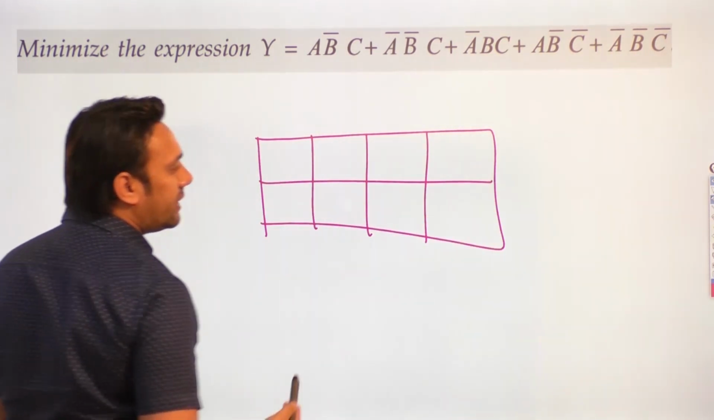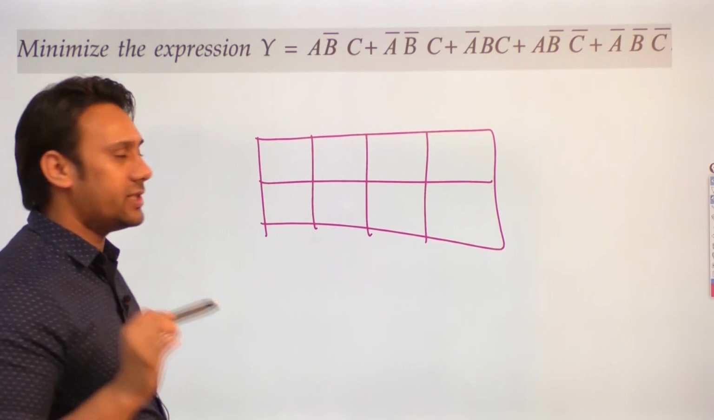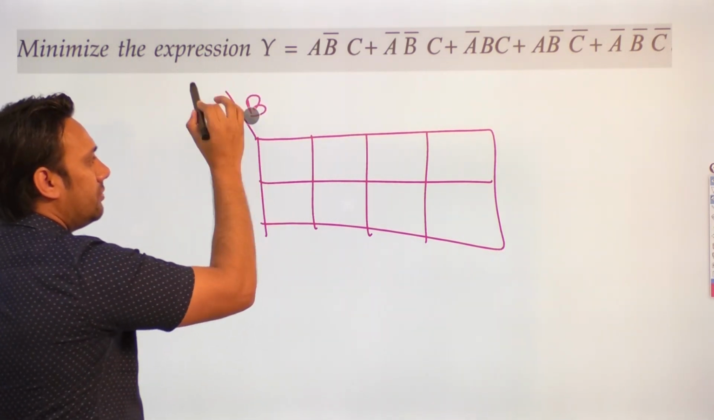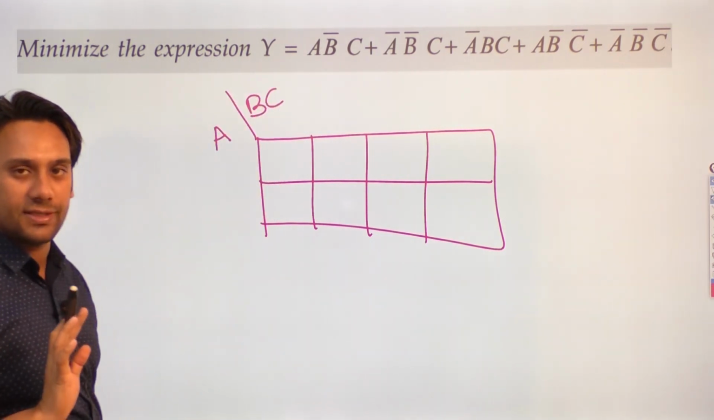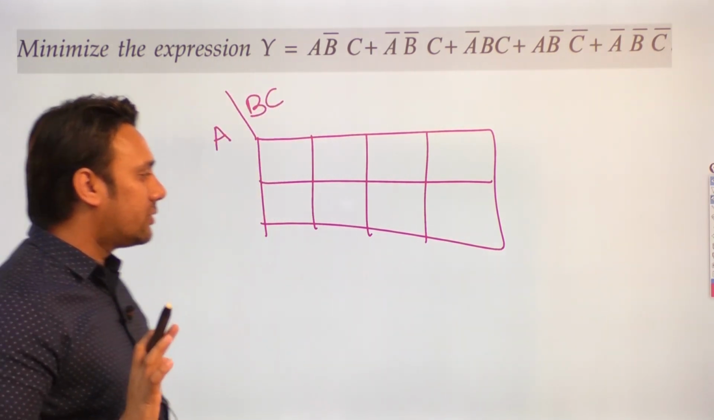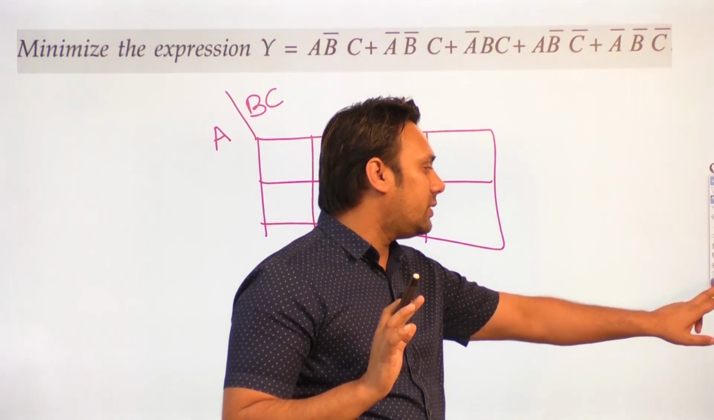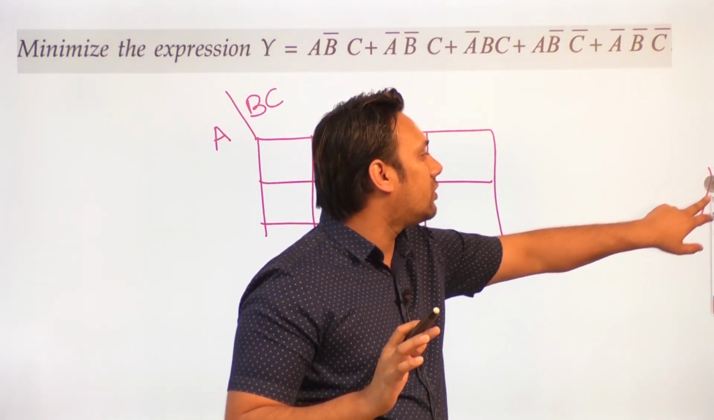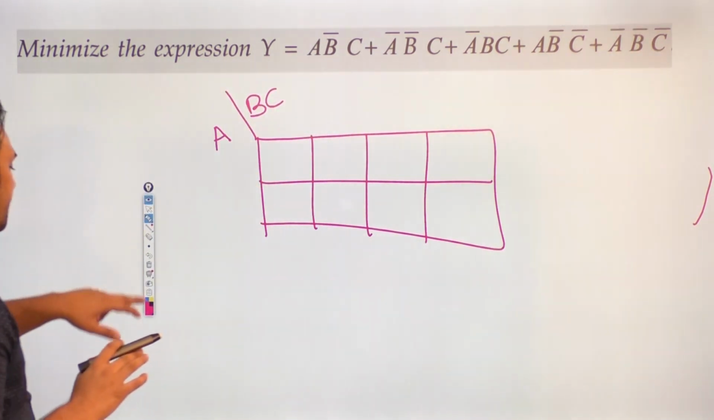Okay, so a 3 variable K-map will be having a total of 8 cells. So I'm taking a variable A here, and variables B and C here. Step by step I'm doing everything so that all of you can understand. I think you should be able to follow me.